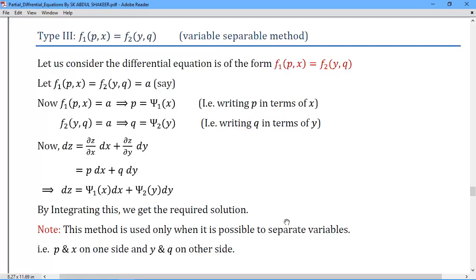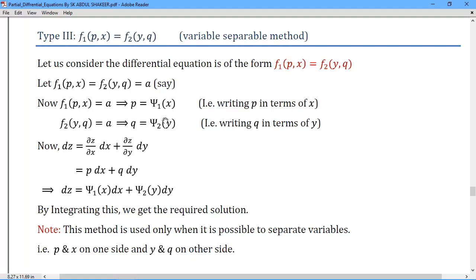Now type 3. So type 3 is a variable separable method. That is f1 of p comma x is equal to f2 of y comma q. That is, p and x are on one side and y and q are on the other side. That is, p and x are separated from q and y. This equation is equated to a constant, that is a. So f1 of p comma x equal to a and f2 of y comma q equal to a. From these equations, we have to write p in terms of x and q in terms of y.